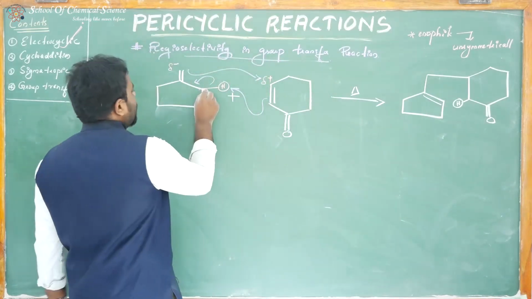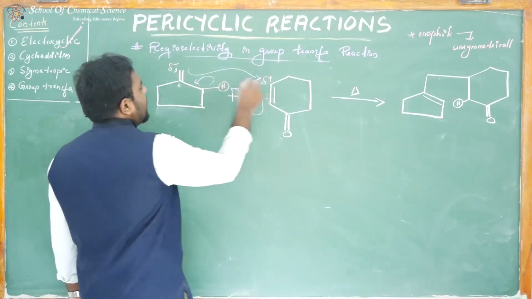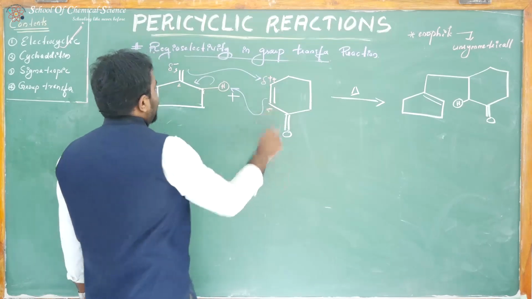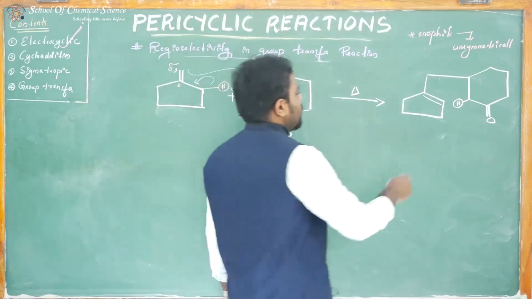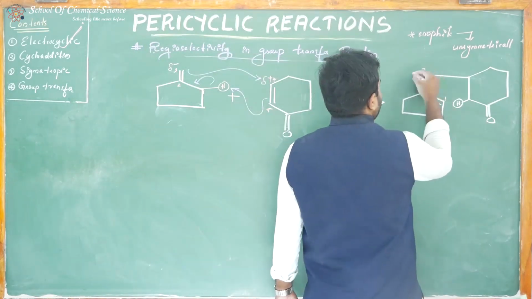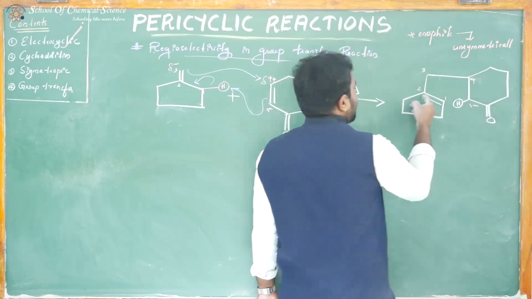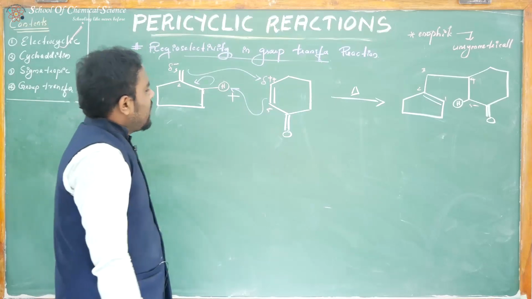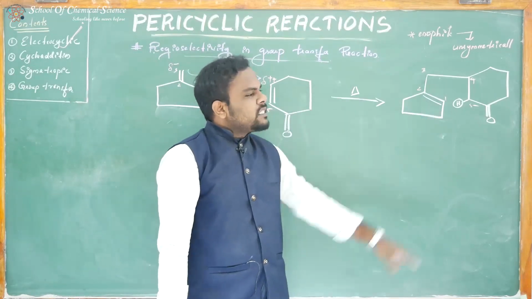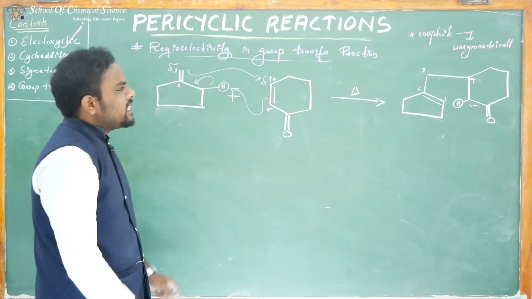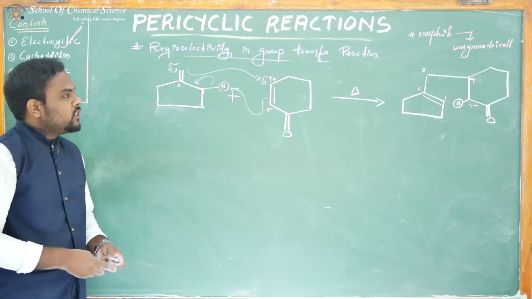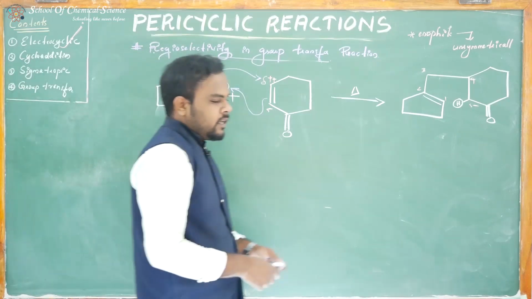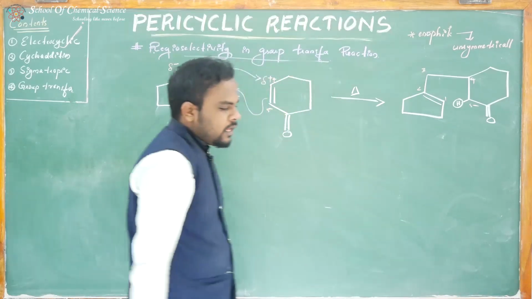So give the number 1, 2, 3, 4, 5. Between 1 and 2 a pi bond. 3 is connected to 4 and 5. At 5 the hydrogen is transferred. The allylic hydrogen is transferred. So that will be the regioselectivity. Clear? Then another question.